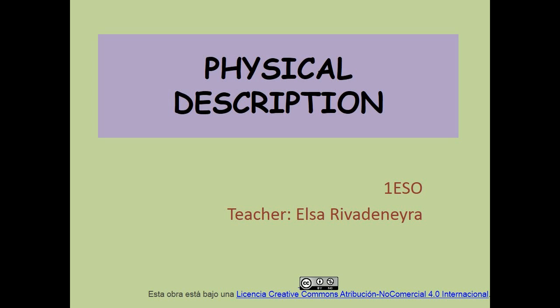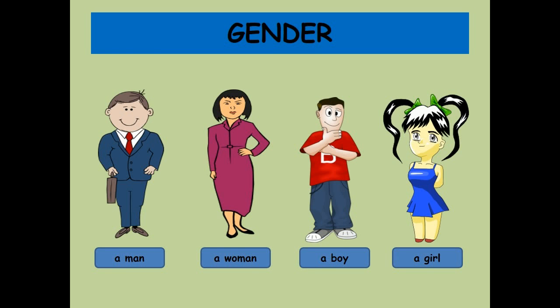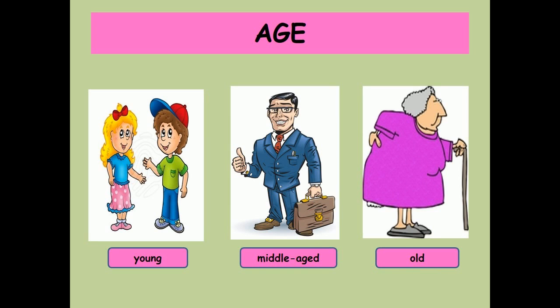Let's start learning basic vocabulary to learn how to describe a person's appearance. Pay attention. A person can be a man, or a woman, or a boy, or a girl. This is the gender of the people. A person can also be young, or middle-aged, or old, and this refers to the age of the people.